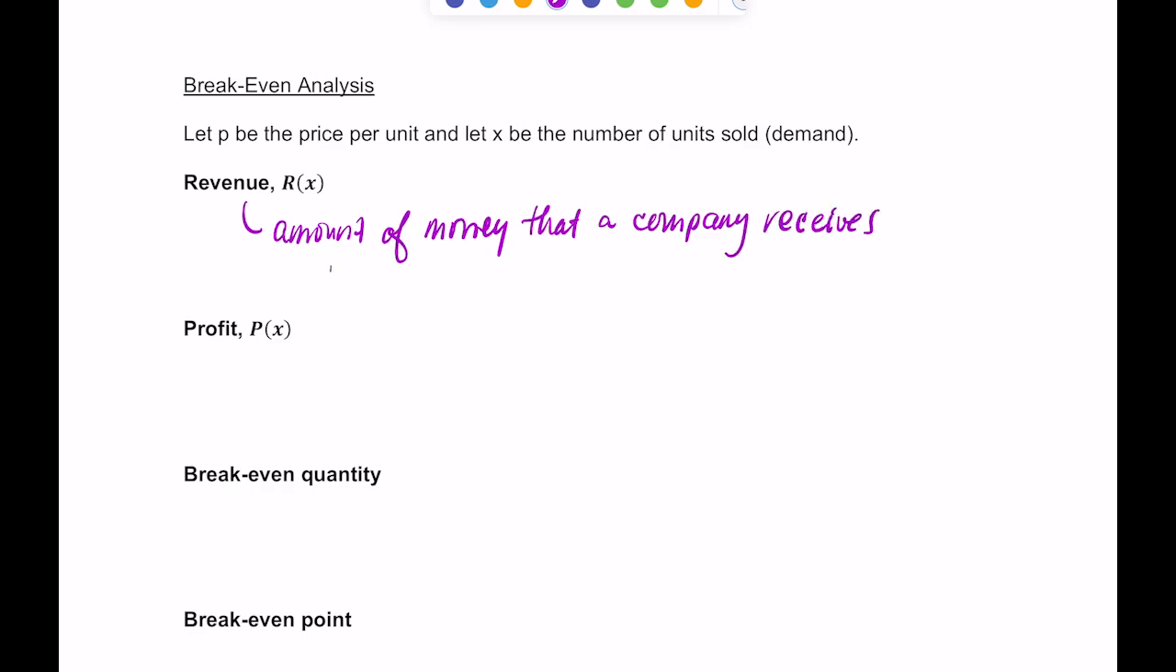Okay, so R of X is just going to equal P, which is the price per unit, times the number of units sold. So I know that R of X equals P times X. Okay, that's going to give the amount of money that the company would receive. The profit is the amount of money a company makes after paying its costs.